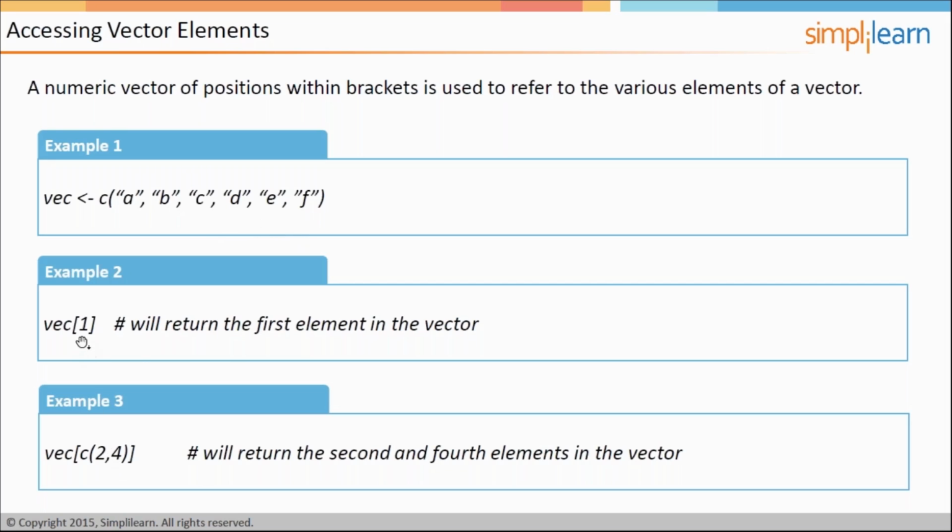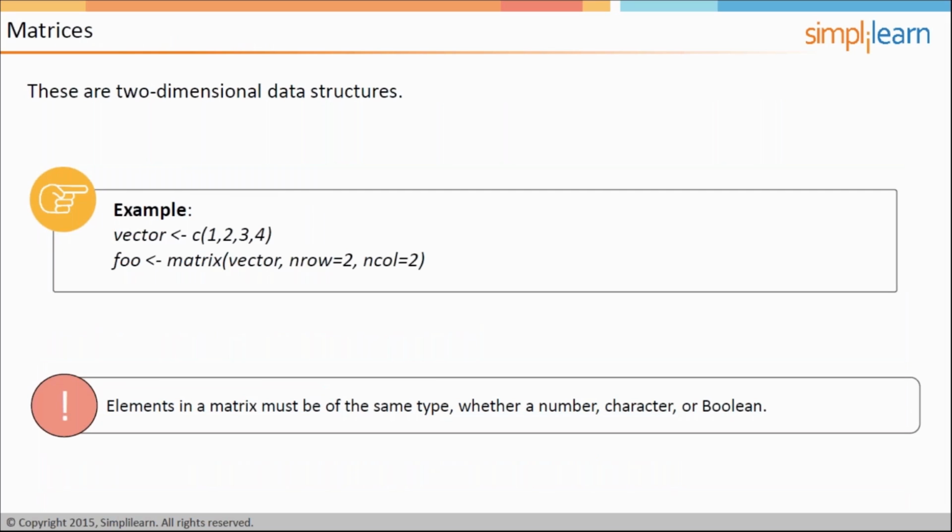So here vec1 is going to return the letter A, the first element in the vector. So when we identify a variable and we assign a vector to that variable, then the square brackets allow us to quickly pull elements, data elements, from the vector. So that's a nice little way to quickly look at your data in R.